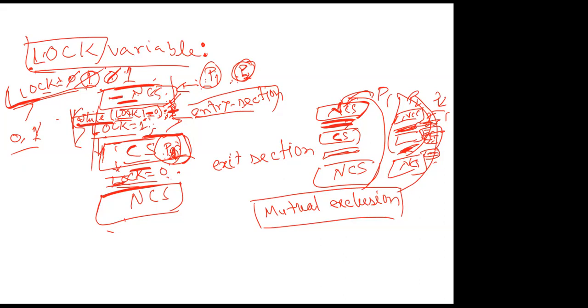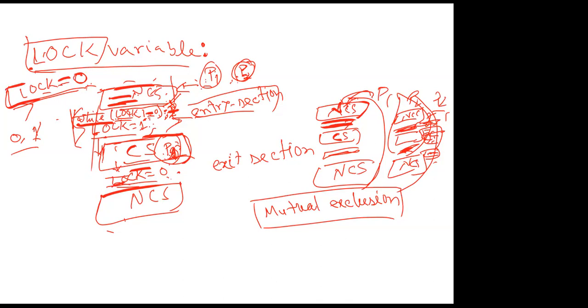It executes its non-critical section. Then initially, the lock value is 0, always 0. The lock variable is 0. It is a kind of global variable, so you can consider it. Not just two processes, any number of processes can access this lock variable. Okay, so the lock value is 0.